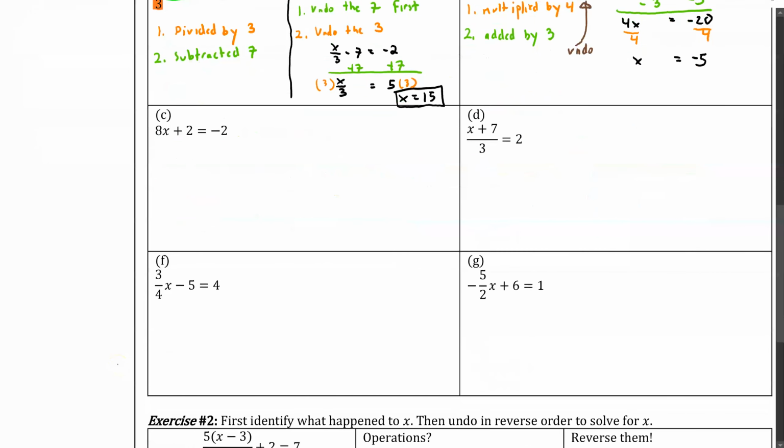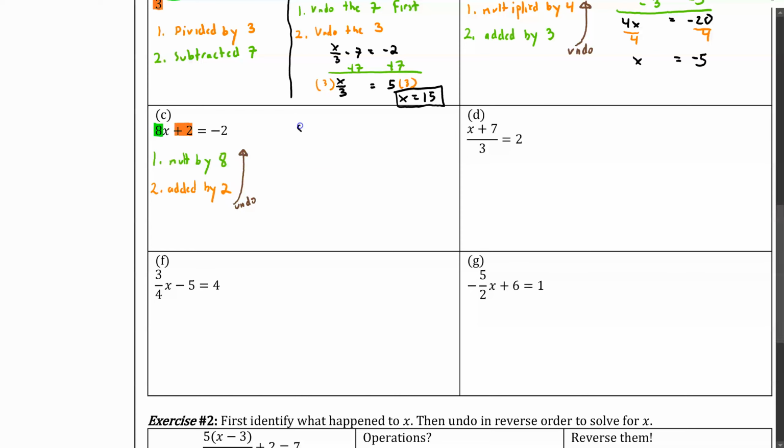Okay, moving on to part C, we have 8x plus 2 equals negative 2. So first thing to recognize is that x is being multiplied by 8. And then the second operation here is x is being added by 2. So we want to undo the bottom operation first and work our way to the top.